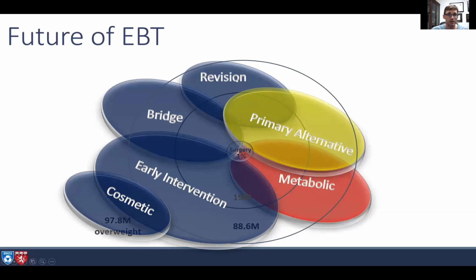We have revision procedures that you've heard about that are effective at treating people with weight regain after gastric bypass or sleeve. We have bridge procedures such as intragastric balloons for people that need heart transplants or knee surgery. We have early interventions or true gap therapies for people that don't qualify for surgery yet, maybe cosmetic procedures like certain balloons. And what we talked about today in my lecture was metabolic therapies for people that may or may not be obese, that have poorly controlled diabetes, and potentially even primary alternatives when you start thinking about combining these different devices and different mechanisms of action.